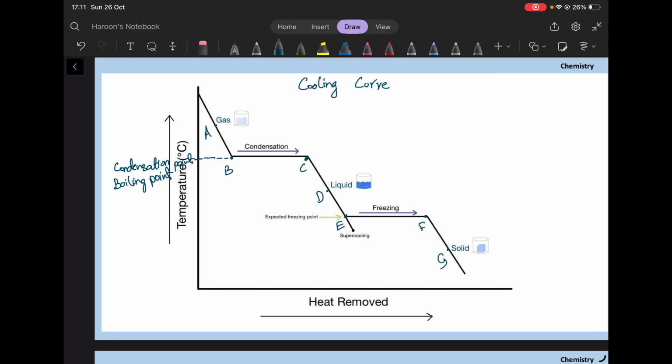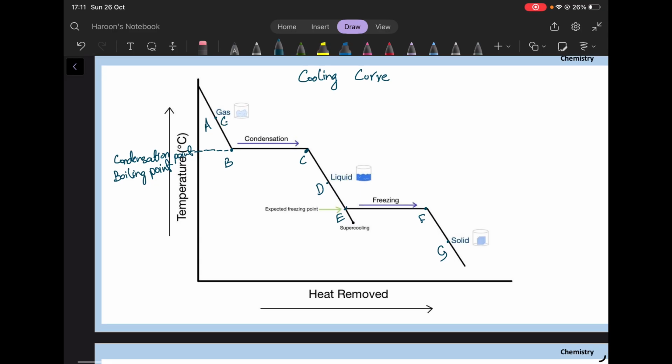So at A we'll have all gas, at B we'll have all gas, and in between B and C we have a mixture, gas plus liquid, and at C we have all liquid because condensation is complete now. At D we have liquid, you can see. At E we have all liquid, but in between E and F we have a mixture, liquid plus solid, because the next change in state is occurring, freezing, which is the reverse of melting for us.